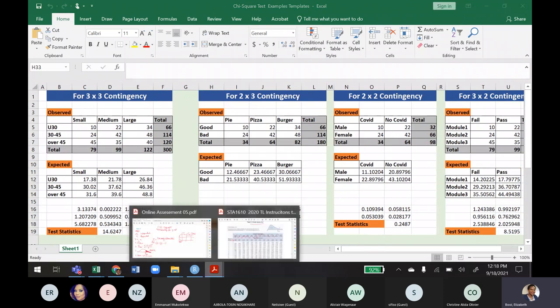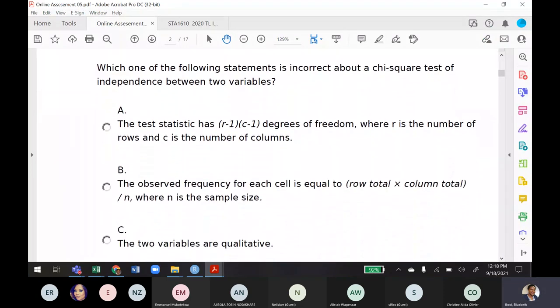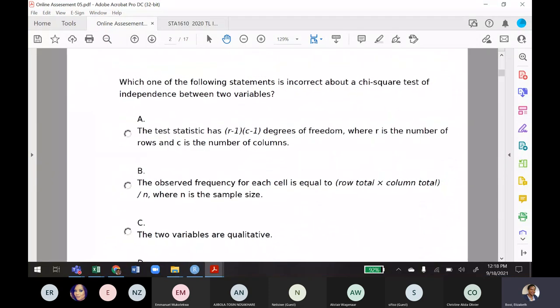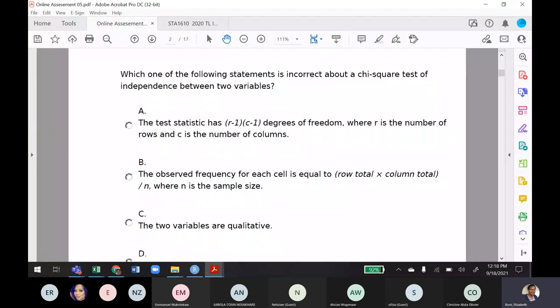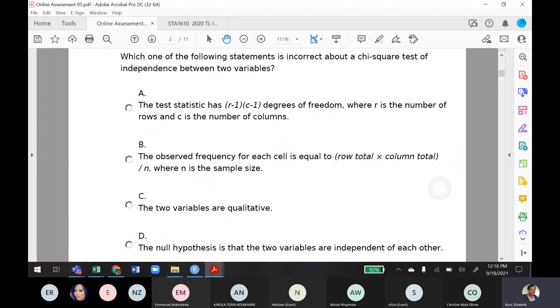Okay, let's then look at the questions. Remember, the questions combine theory and calculations. You need to know both. Which one of the following statements is incorrect about the chi-square test of independence between two variables? Option A: the test statistic has R minus 1 times C minus 1 degrees of freedom, where R is the number of rows and C is the number of columns. Remember, we're looking for the incorrect statement.